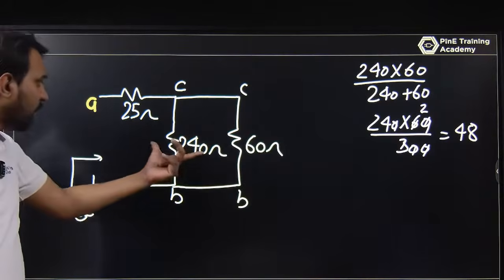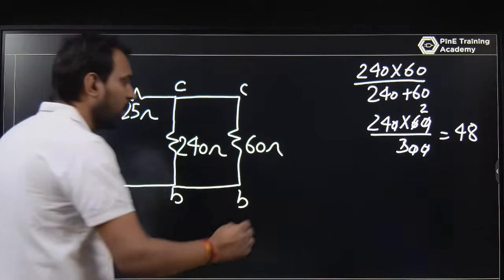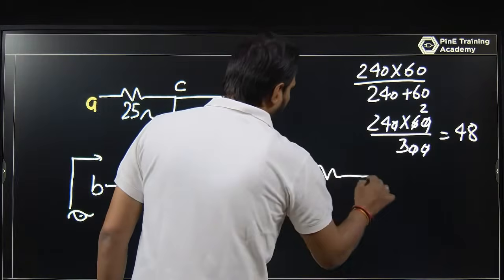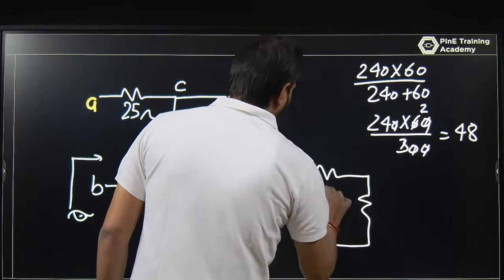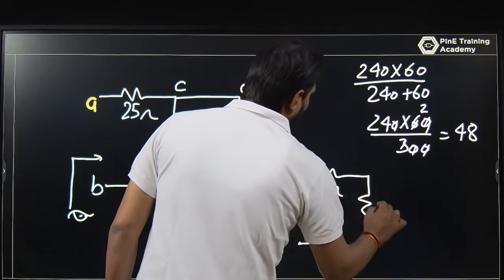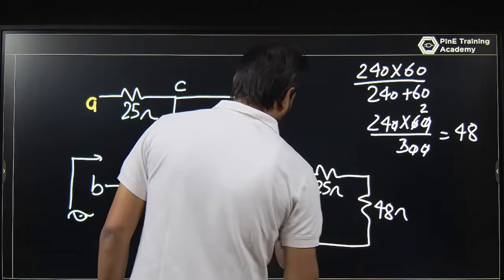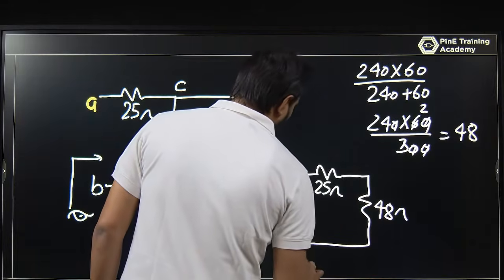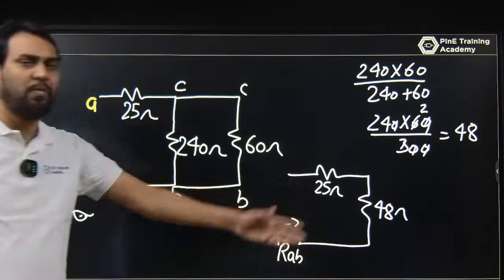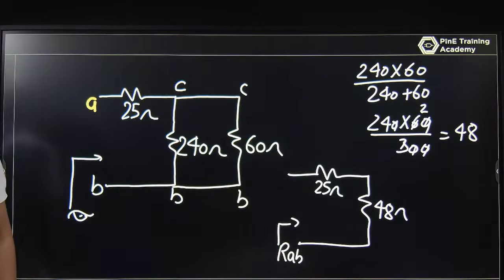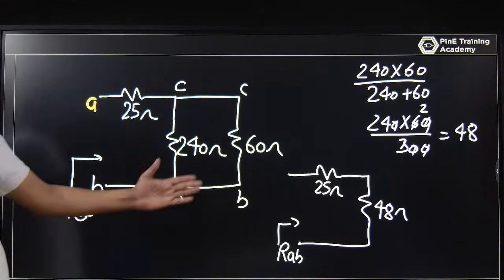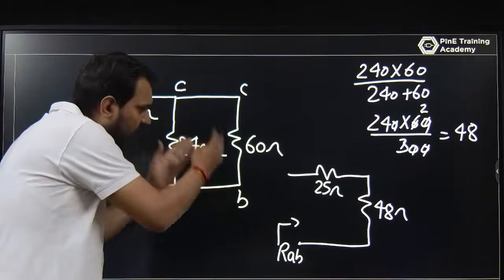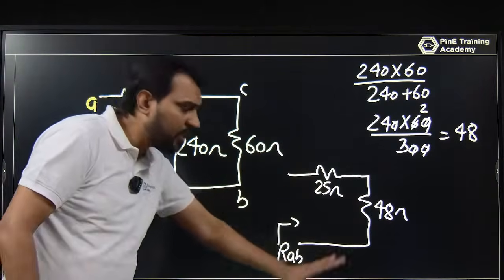And now that 240 and 60 become 48, so the values remaining are 25 ohm and 48 ohm. This is your RAB. Just solve it, what is RAB, 25 plus 48. So this is the way you can solve those questions, where you convert the circuit into this form.